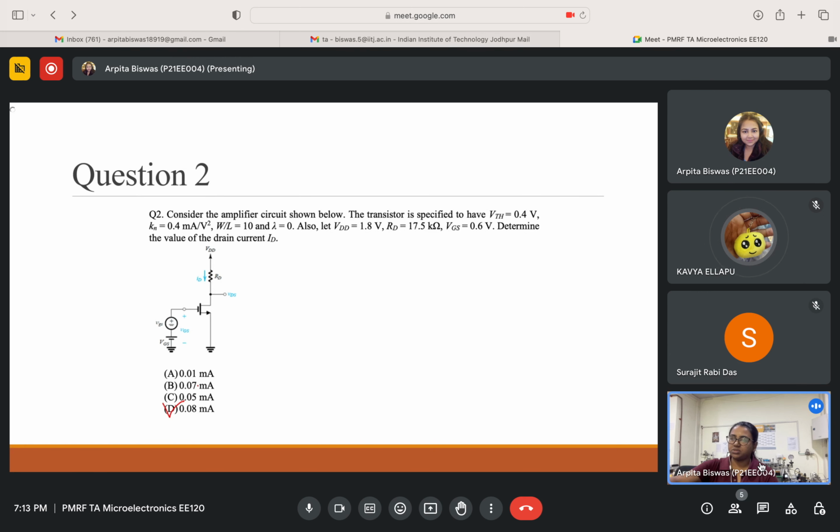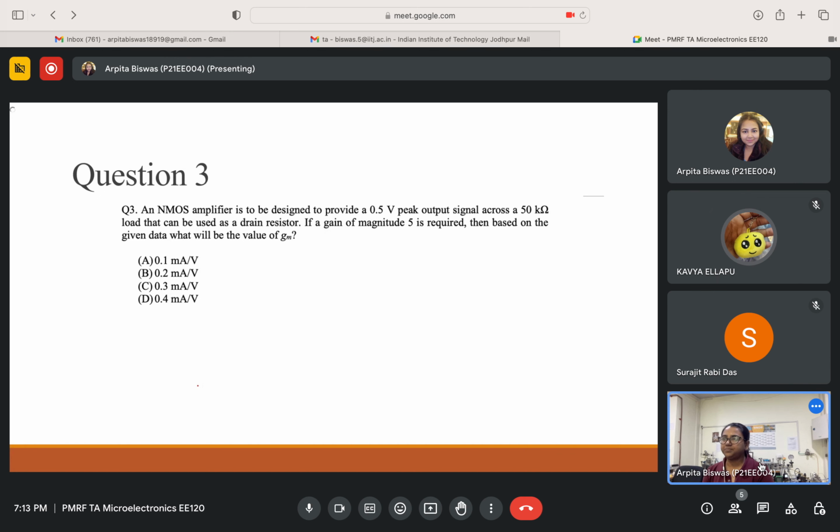So let's move towards the next question. This is question number 3. An NMOS amplifier is to be designed to provide a 0.5 volt peak output signal across a 50 kilo ohm load. This can be used as a drain resistor if a gain of magnitude 5 is required. Based on the given data, what will be the value of GM? The first option is 0.1 milliamps per volt, the second is 0.2, the third is 0.3, and the fourth is 0.4 milliamps per volt.